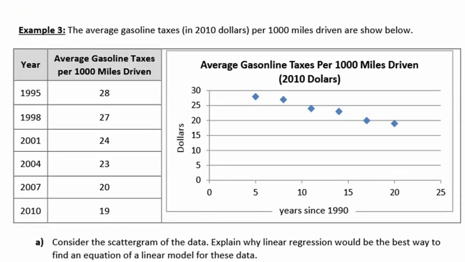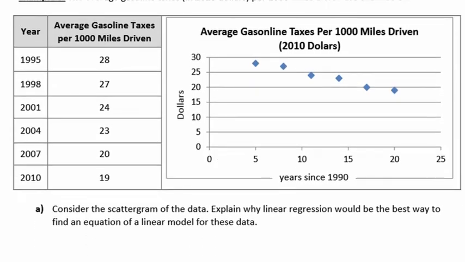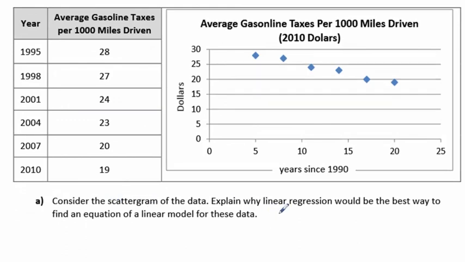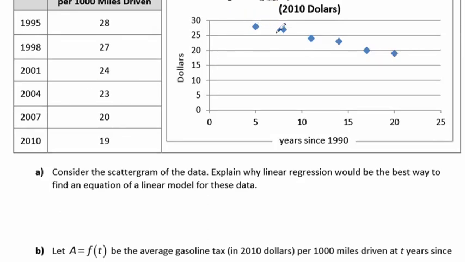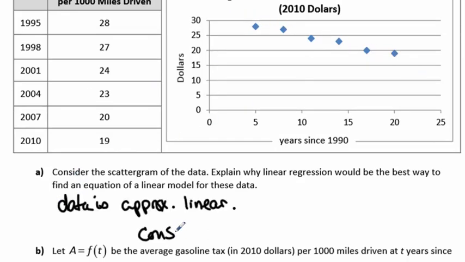Example 3. The average gasoline taxes in 2010 dollars per 1,000 miles are shown below. What I want to do is look at this scattergram and explain why a linear regression would be the best way to find an equation of the model. I can see that these points are approximately a straight line, but they are not a perfect straight line, so I'm going to want to use a regression to get the best fit model. So some of the things I observed to make that conclusion are the fact that the data is approximately linear, consistently decreasing is another thing I can observe.